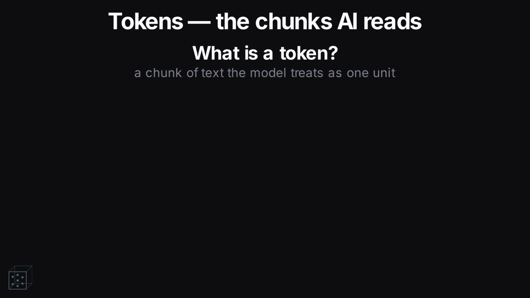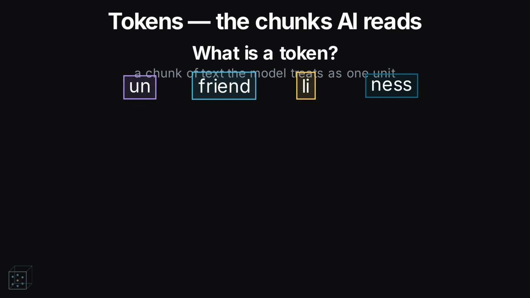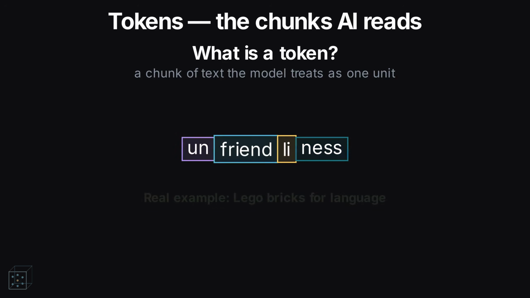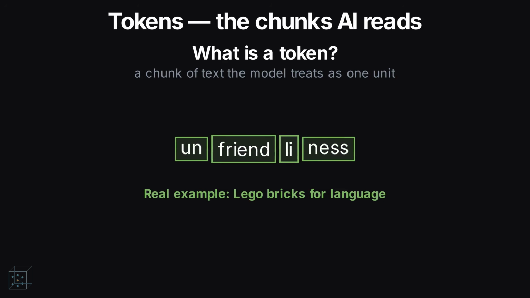A token is just a chunk of text the model treats as one unit, one whole word like dog, or a fragment like un or ing. Real example, like Lego bricks for language. You don't need a unique brick for every possible sentence. You snap a small set of bricks together to build almost anything.